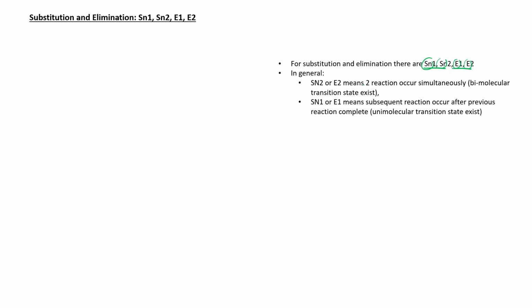Okay, let's talk about substitution and elimination. Normally, you hear the words SN1 and SN2, E1 and E2. SN here stands for substitution, whereas the E here means elimination. The number there means the number of reactions. If you have SN2, it means that 2 reactions occur simultaneously, giving you a bimolecular transition state. But if you have 1 here, it means that the substitution reaction occurs step by step. So a unimolecular transition state exists, meaning that you have 2 transition states, 1 and then 2, so it doesn't occur simultaneously. It's a separate transition. You will find the 2 separate transition states. So that is SN1. It happens 1 by 1.